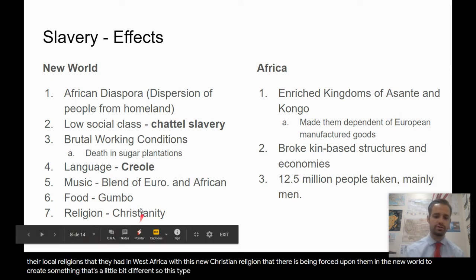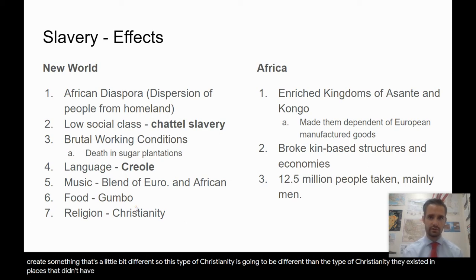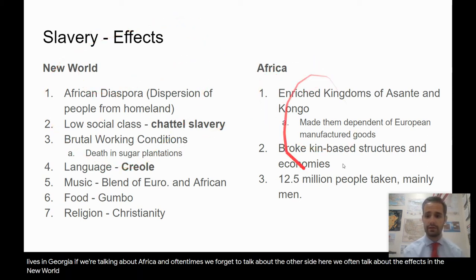So this type of Christianity is going to be different than the type of Christianity that existed in places that didn't have slavery. So, for example, within the United States, Christians in Maine are certainly going to be different than Christian slaves in Georgia. If we're talking about Africa, and oftentimes we forget to talk about the other side here. We often talk about the effects in the New World, but not the effects of the old one. So let's make sure we look at those.